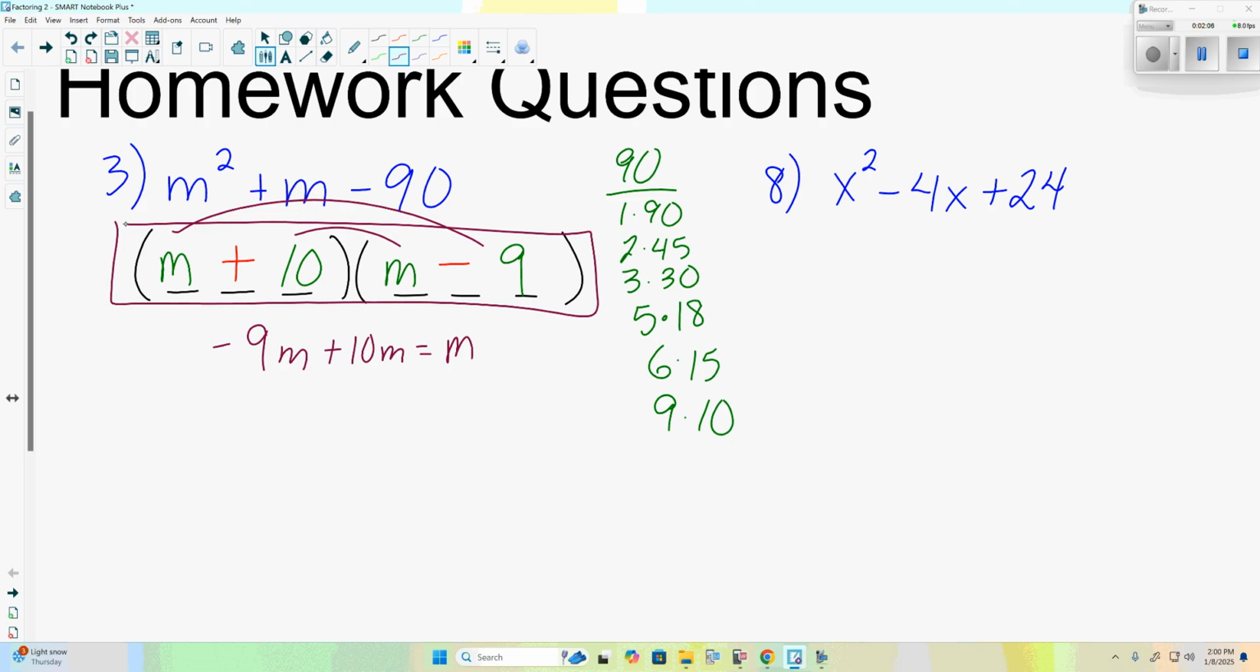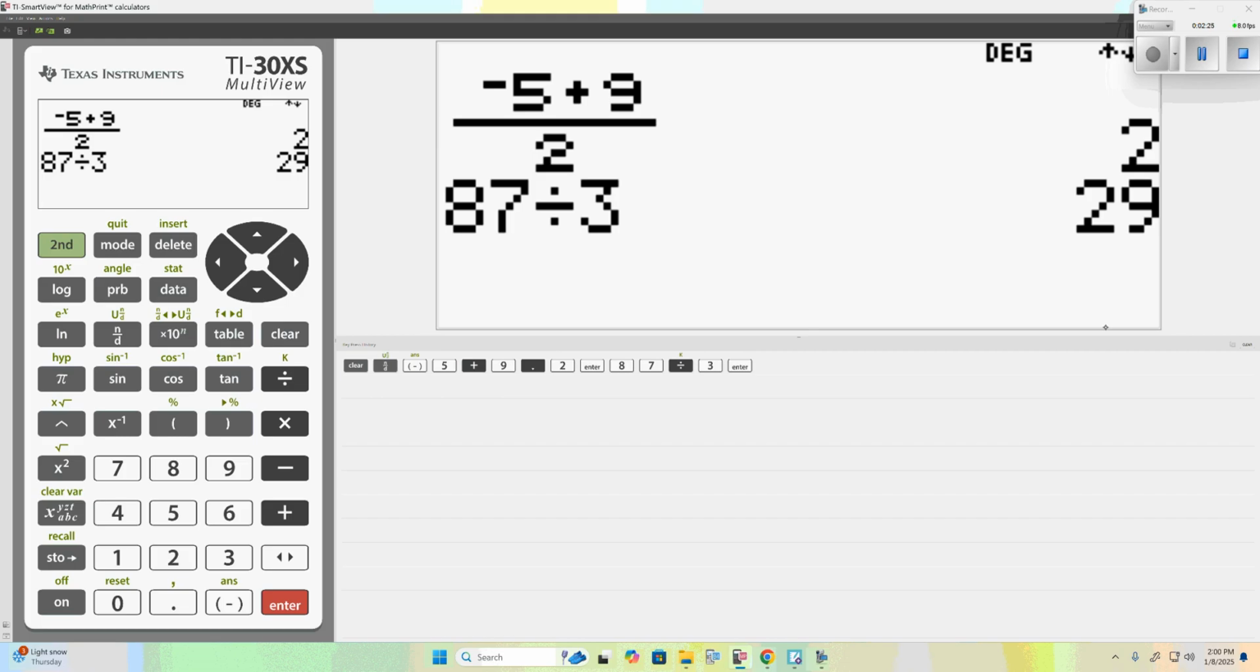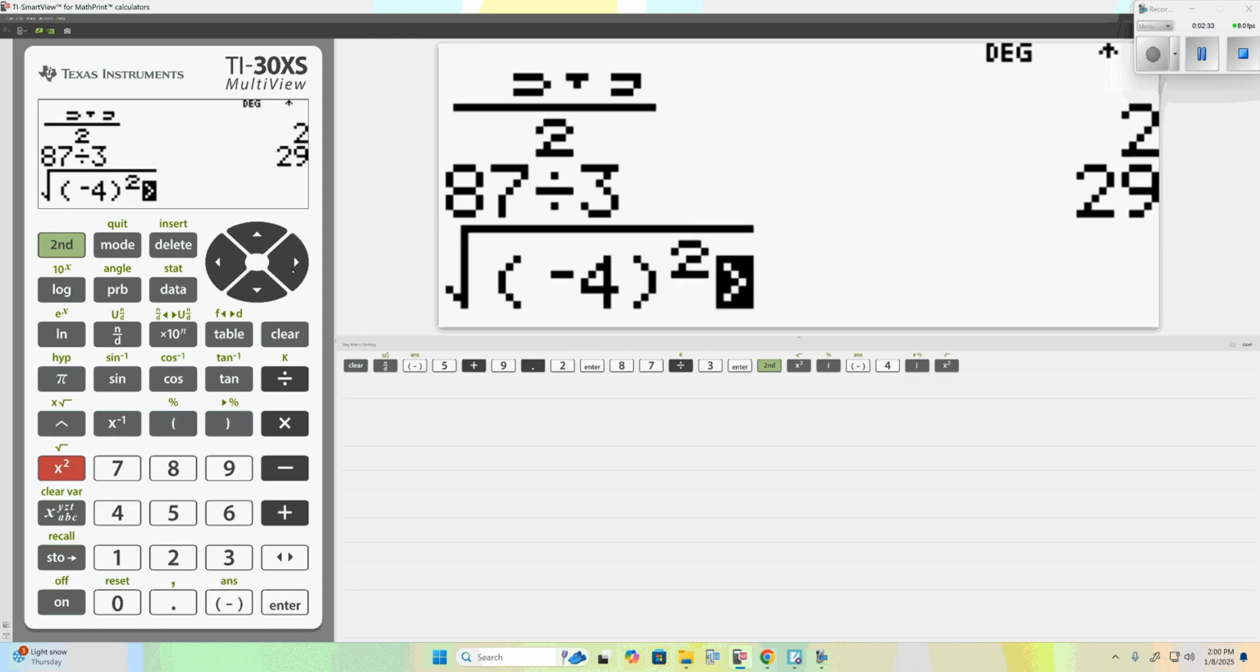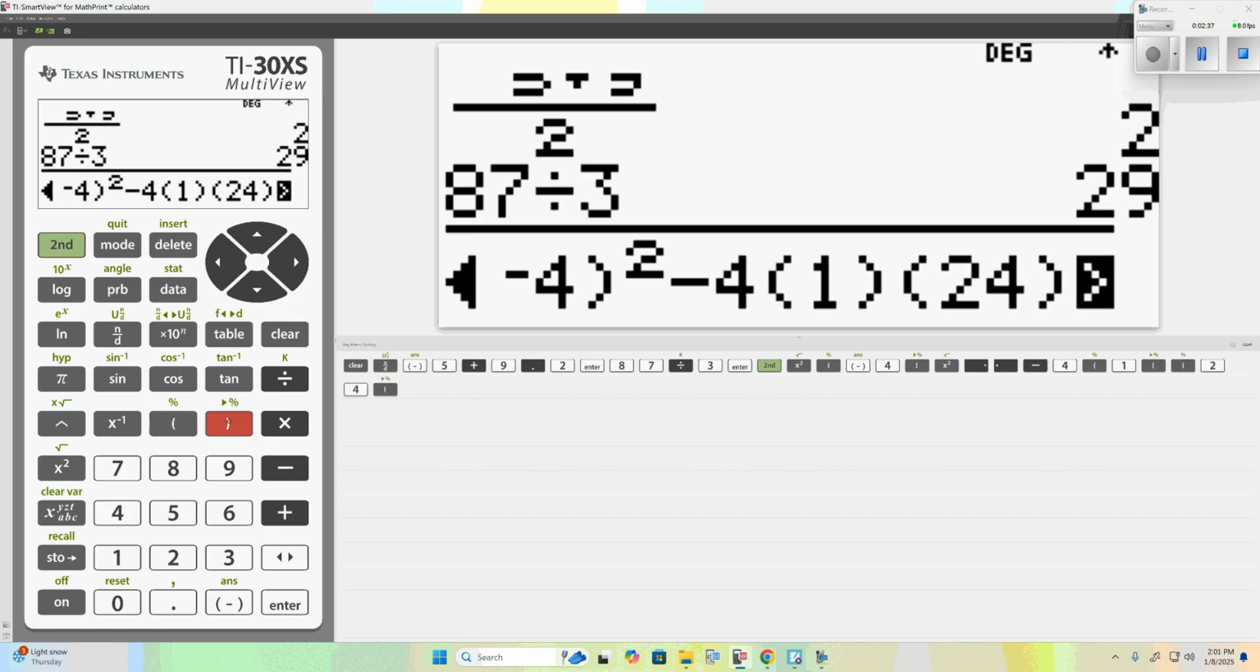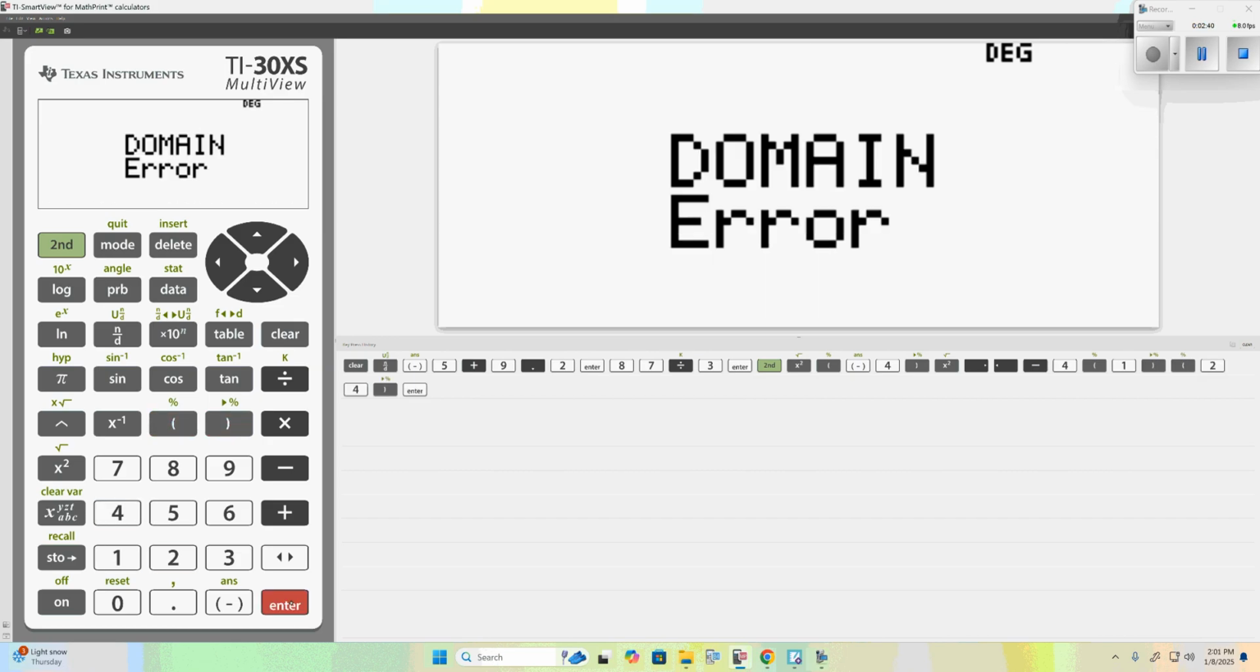Number 8, well, there's a good chance this one's probably not factorable, but we can check and make sure. Our b squared minus 4ac is negative 4 squared minus 4 times 1 times 24, which is a domain error.